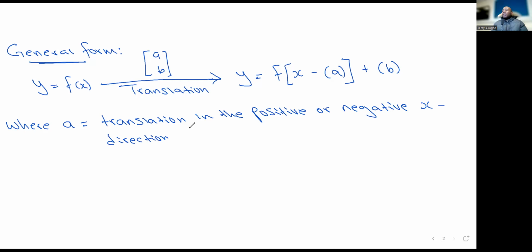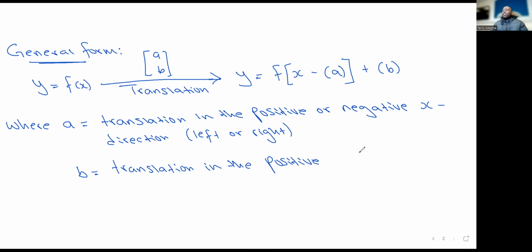So that means these are changes that happen either to the left or right, okay? So the A here tells you the changes that happen either to the left or to the right. Now, the B that you have here is going to be the translation in the positive or negative Y direction. Are you seeing it?